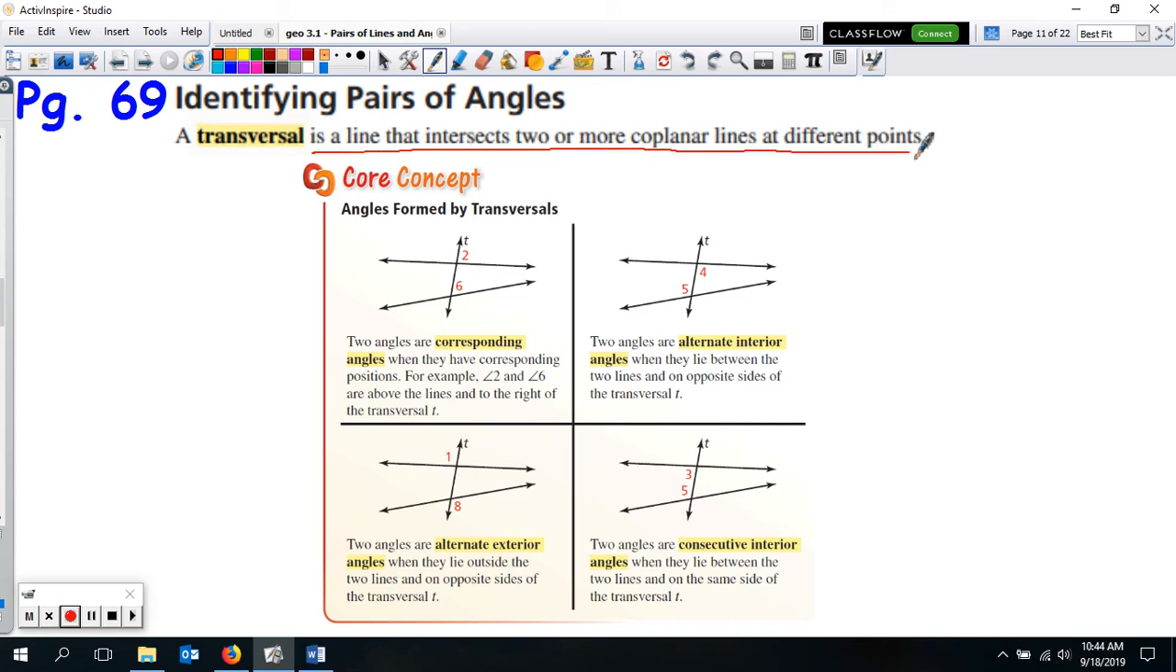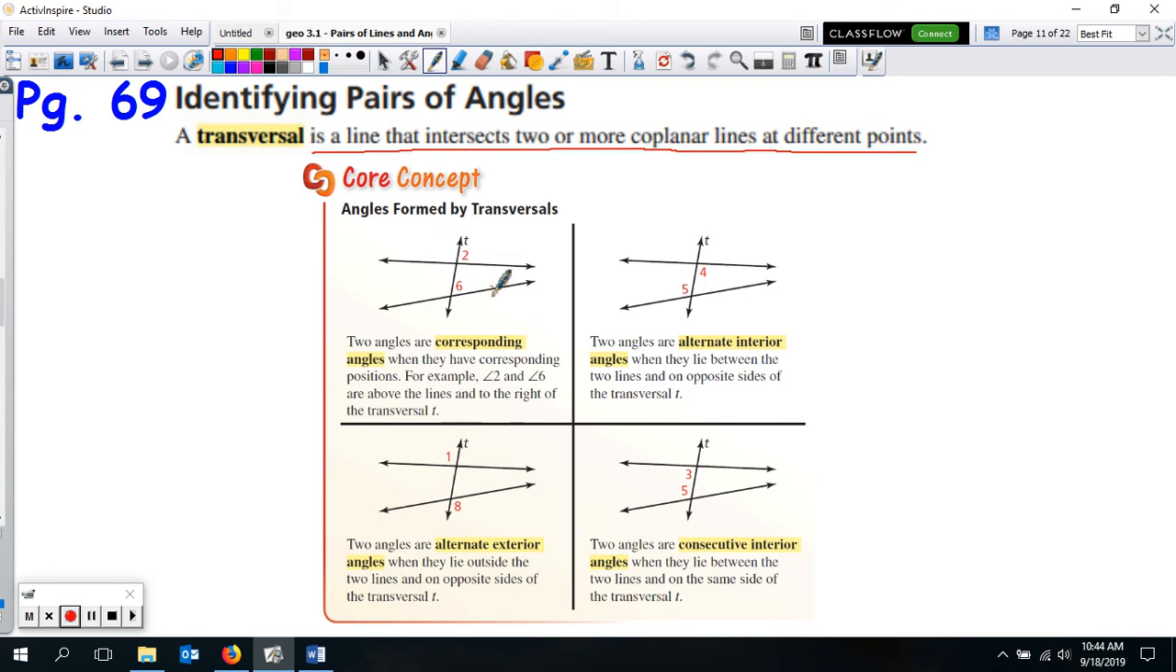at different points. So basically it's a line that's going through two or more lines. It's got to go through at least two lines to be a transversal. It's not just going to go through one line; that would just be an intersecting line. But if it goes through two lines, like we see here, we have two lines, and then you have T going through. T is standing for the transversal. That's going to intersect both lines, so we would call that a transversal. If there was a third line and it would intersect through that, it's still a transversal.